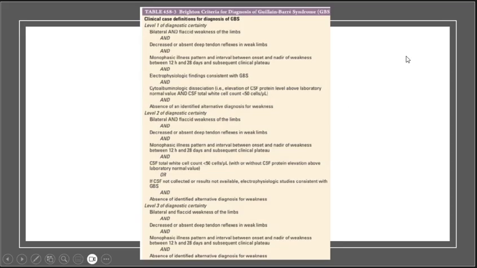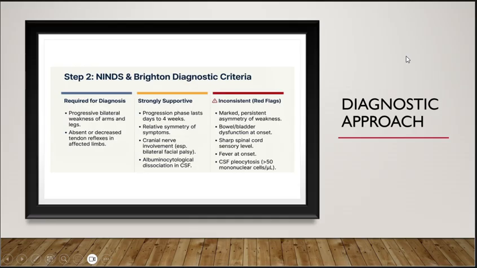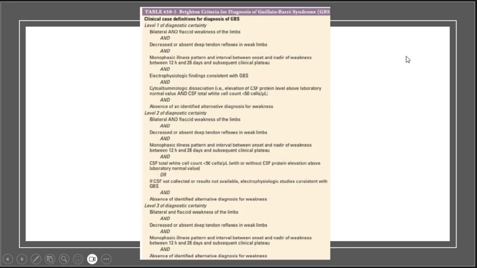And for the diagnosis of GBS, there are two criteria. One is the Brighton criteria, which we most commonly use, and the other is the National Institute of Neurological Disorders criteria. The Brighton criteria mainly comprises three things: one is clinical, another is laboratory, and the other is the exclusion of other diagnoses. Among these, we have level 1, level 2, and level 3 of evidence.